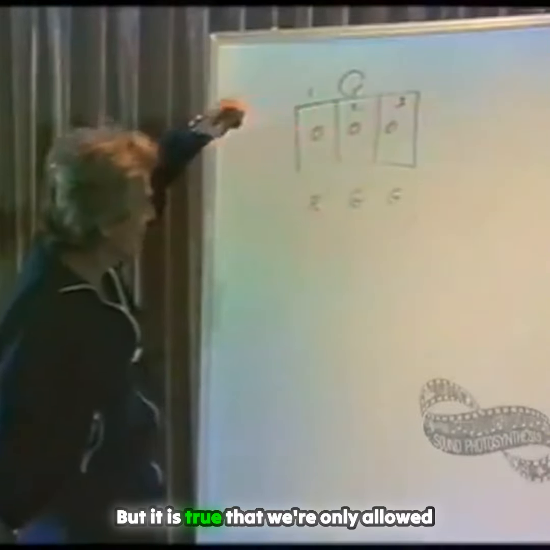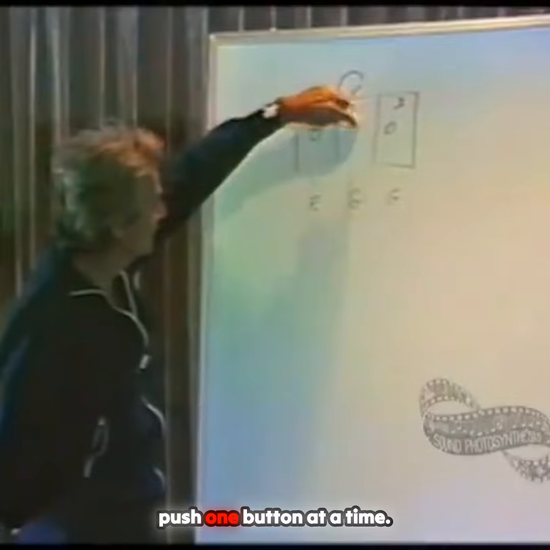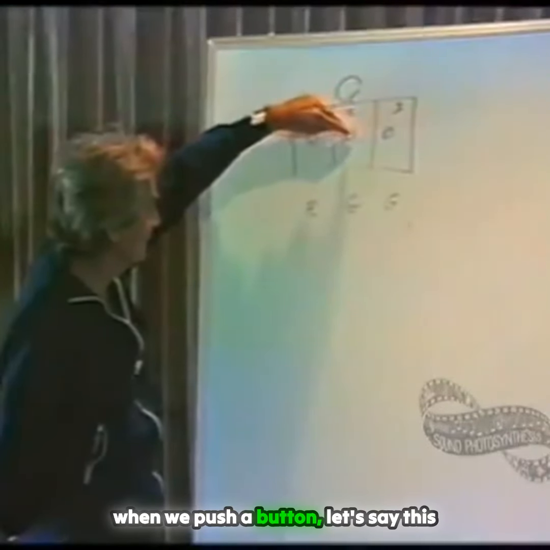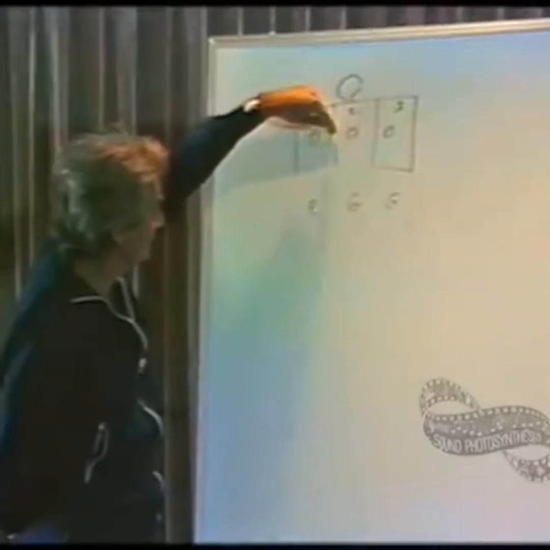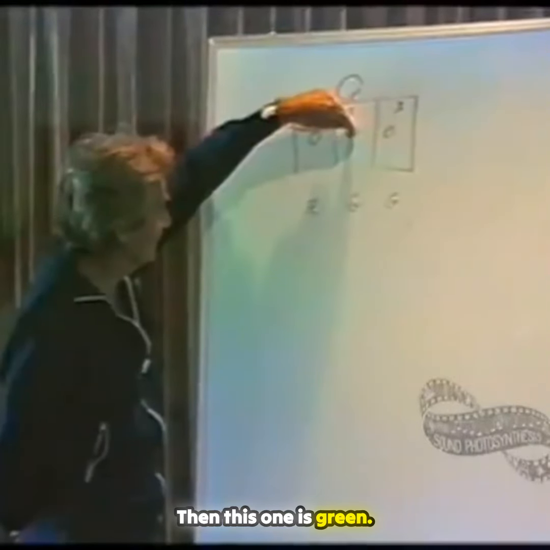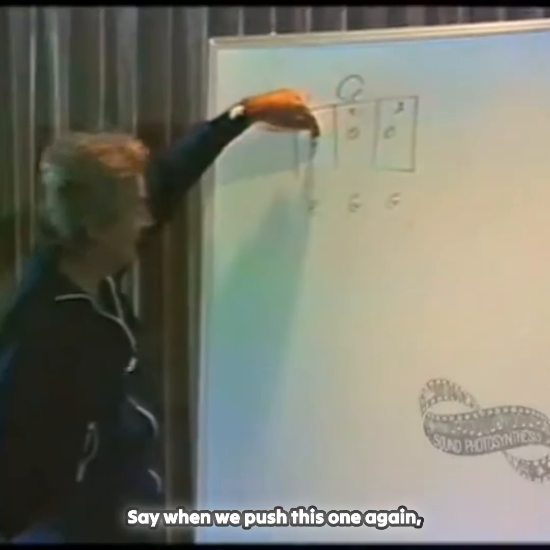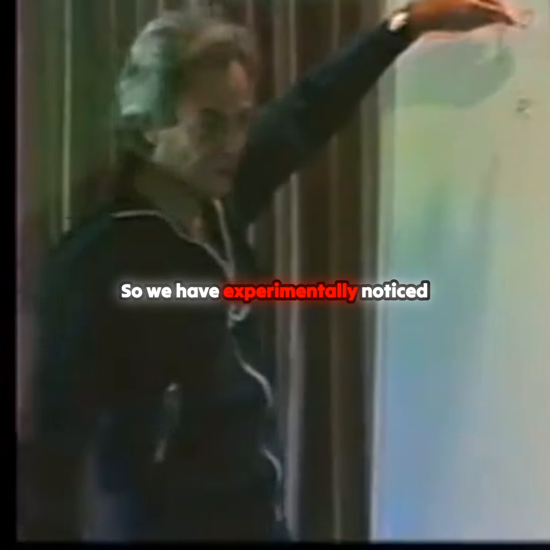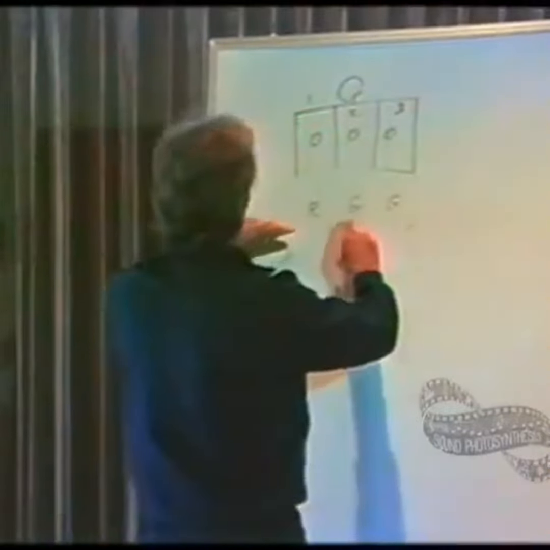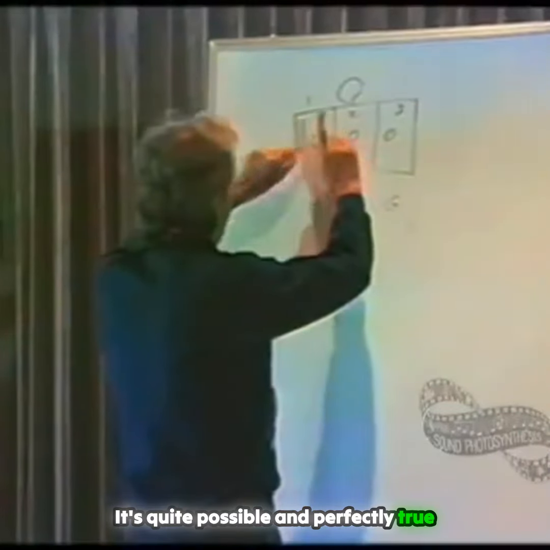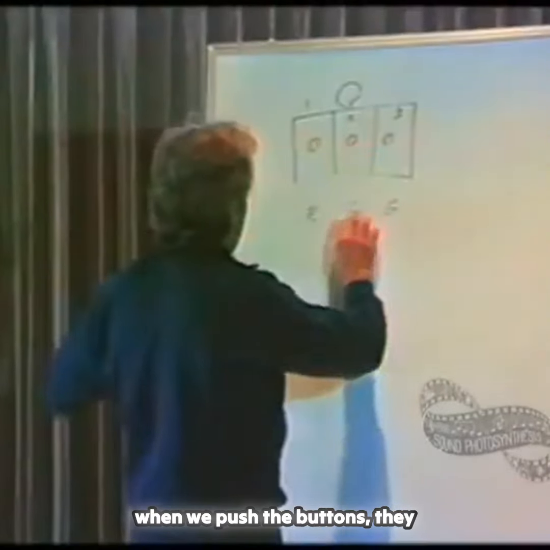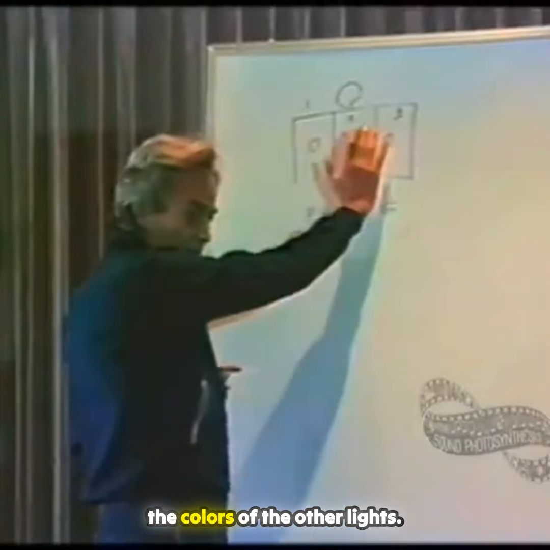But it is true that we're only allowed to push one button at a time, and furthermore, it does turn out that when we push a button, let's say this one, and gets red, then this one is green, say, and we push this one again, it's no longer red. So we have experimentally noticed that it is true. It's quite possible and perfectly true that we could imagine it this way, that when we push the buttons, they change the colors of the other lights.